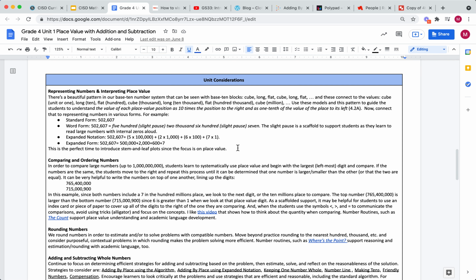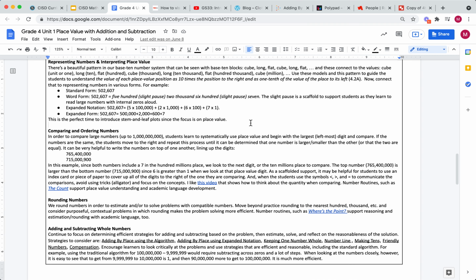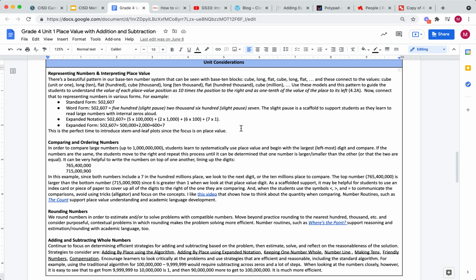For representing numbers and interpreting place value, I've encouraged you to consider the pattern in the base 10 number system, how it can be represented cube, long, flat, cube, long, flat, using the base 10 blocks, and how to use slight pauses to scaffold to support students as they learn to read large numbers with internal zeros aloud. We're incorporating stem and leaf plots since it connects in a great way to place value.